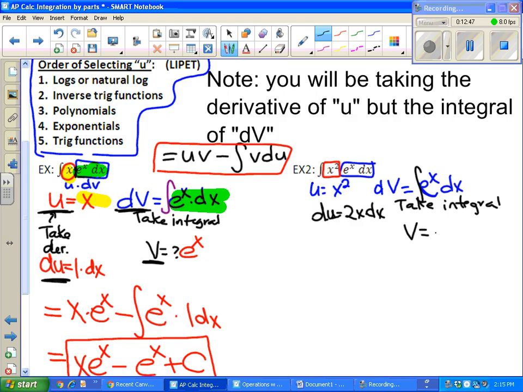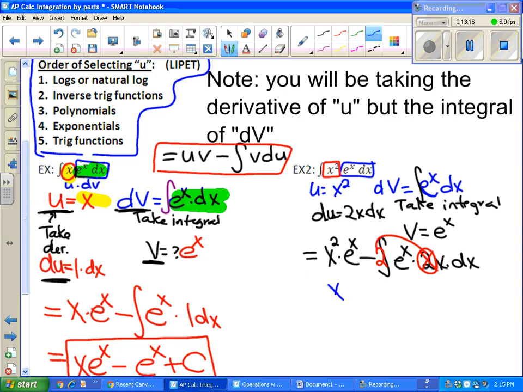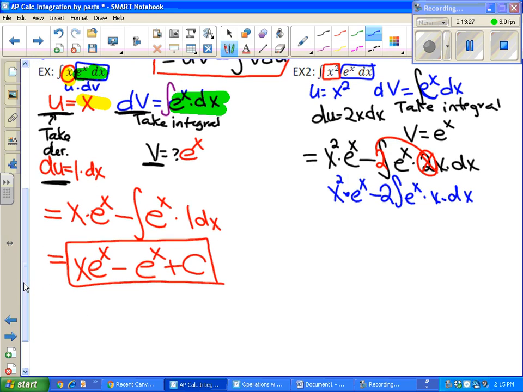So v would equal e to the x. All right, so u times v is x squared times e to the x minus the integral of v du, so e to the x, 2x dx. You can move your constant out front. So if I move the 2 out there, it becomes x squared times e to the x minus 2 times the integral of x e to the x dx. And here's the problem. I cannot do the integral.